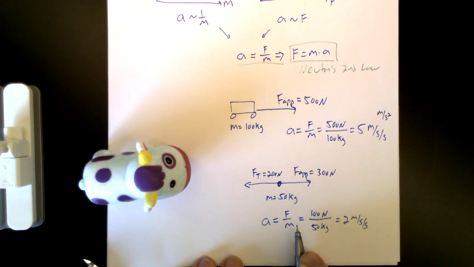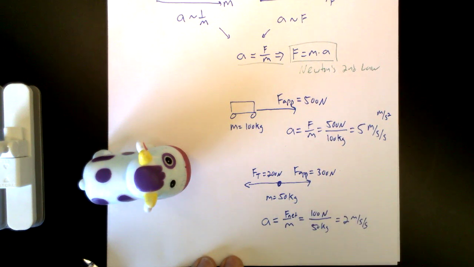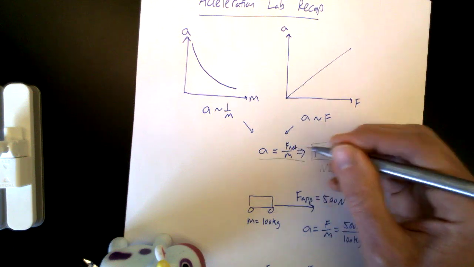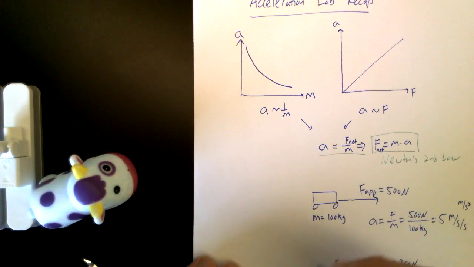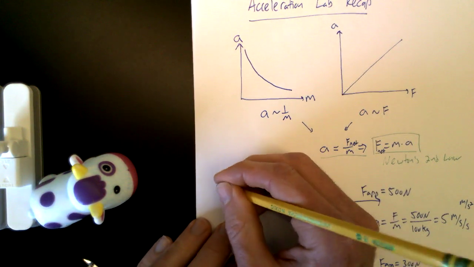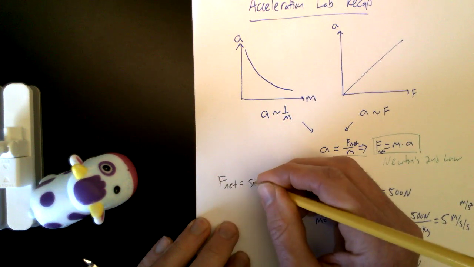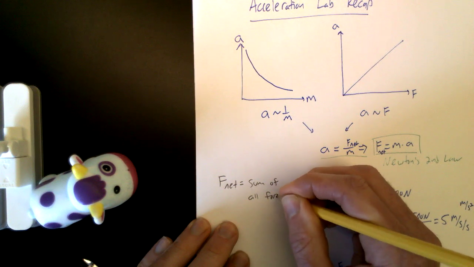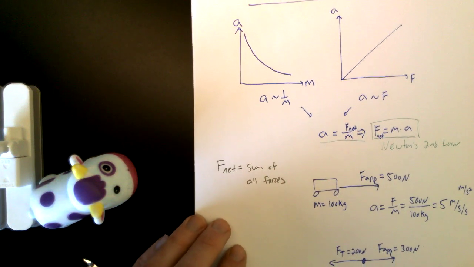So what's missing from this equation over here is we actually need to write F net inside of there. So I'm going to pop back up here, and I'm going to write F net. When we write F net, F net means the sum of all the forces. That's what F net means. We need to add up all the forces that are acting on it.